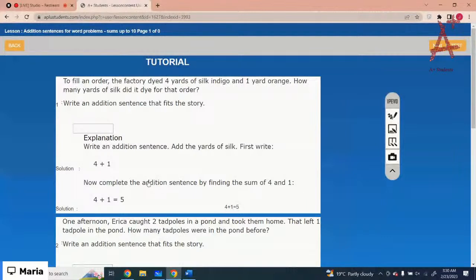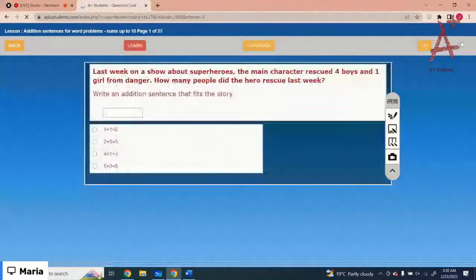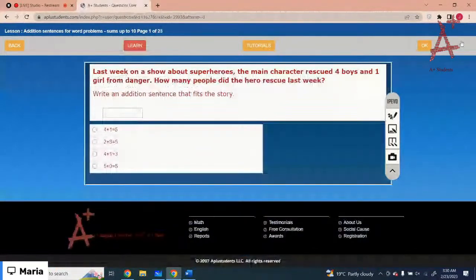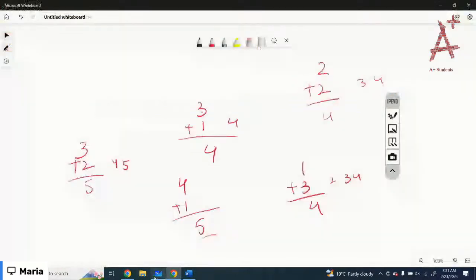Let's start with the test questions and do the practice questions. Okay, the first one is: last week on a show about superheroes, the main character rescued 4 boys and 1 girl from danger. How many total people did the hero rescue last week? So you have to calculate the total people rescued by the main character. So 4 boys and 1 girl. So you have to add 4 plus 1.